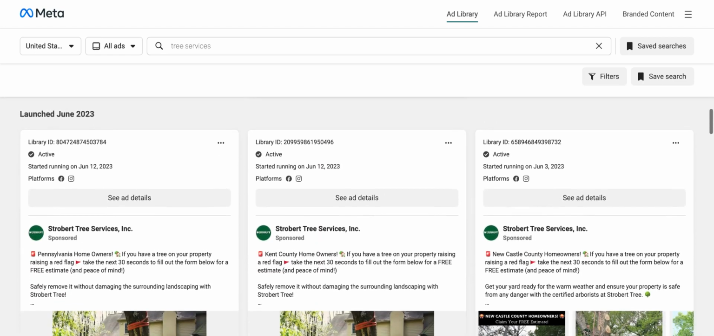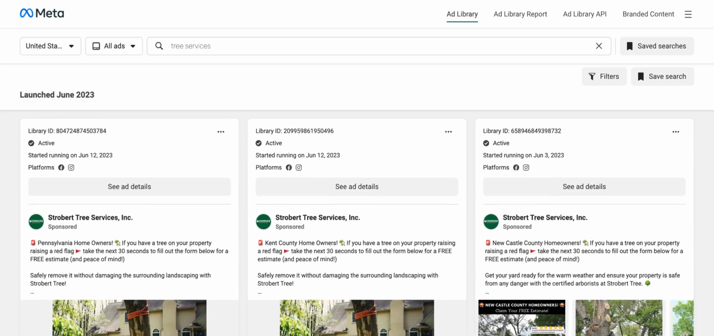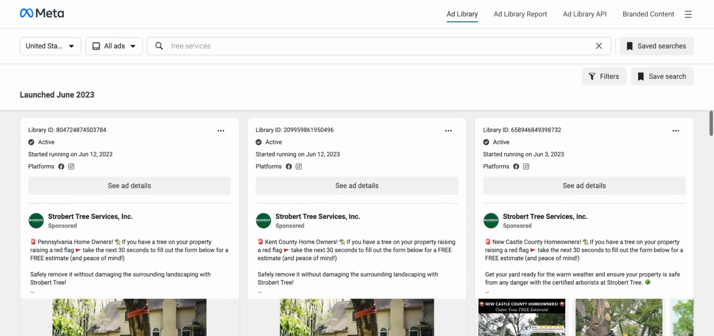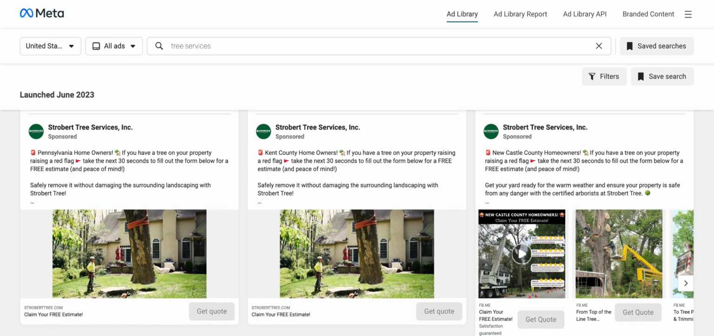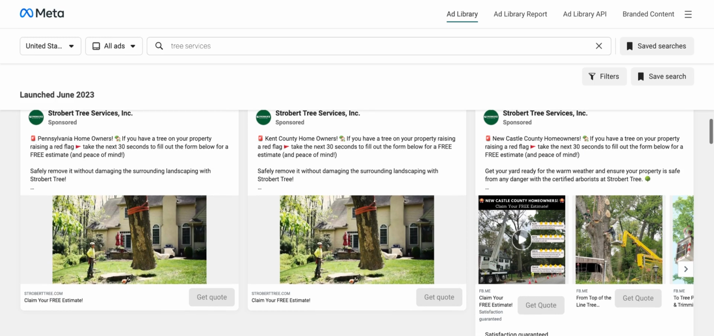I kind of keyed in on a couple of these here that were launched in June of 2023. And it's a company, I think they're in New Jersey as well, Strobert Tree Services. And they have some advertising copy that looks like this. I just want to take you through the structure of why I think it's good advertising copy. They use a framework called the AIDA framework, which is attention, interest, desire, and action. And that's kind of how their ad is laid out.